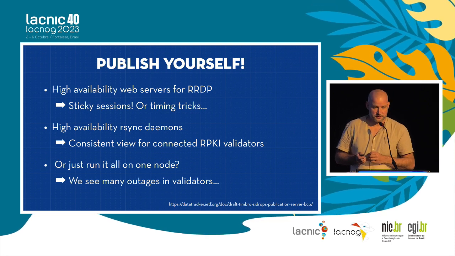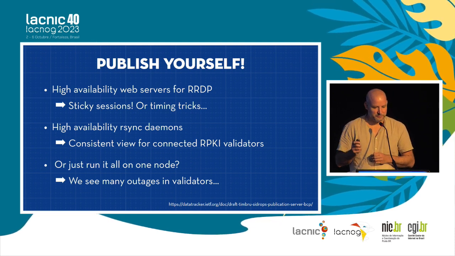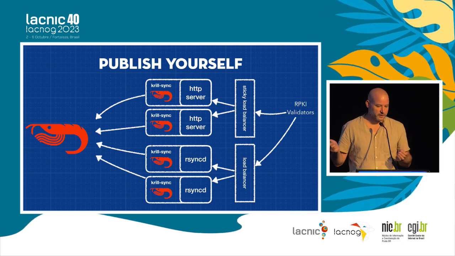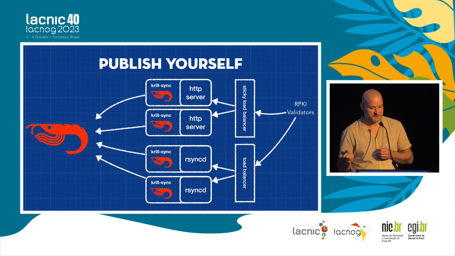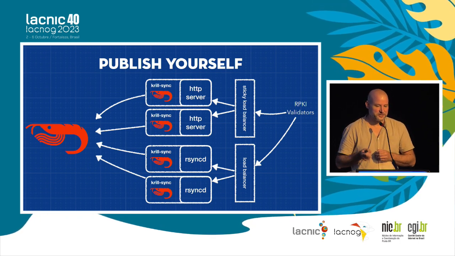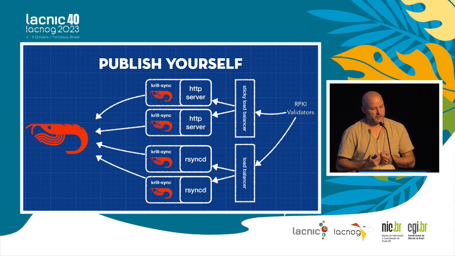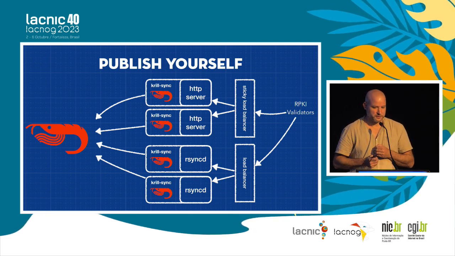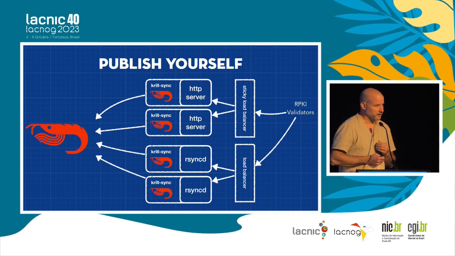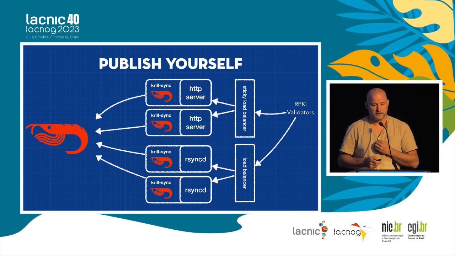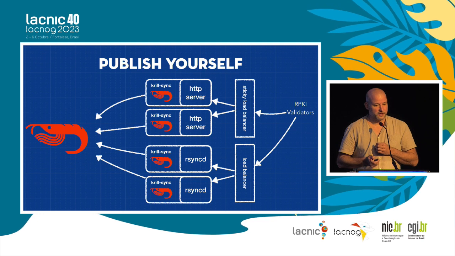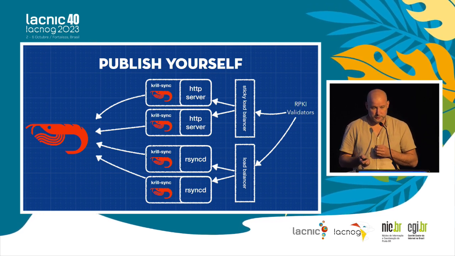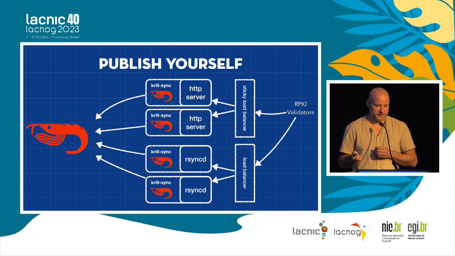I'll spare you the details because there's really not enough time for that. We did build something that helps. We gave it a very imaginative name, Krill Sync. You can use this to ensure that the data is guarded from a central repository and set up in a consistent way. You can then have load balancers, like a sticky load balancer for HTTPS access, a normal load balancer for rsync, which you'll also need, and then RPKI validators can use that. It is not impossible to do, but it's definitely a lot more work than publishing at your RIR.